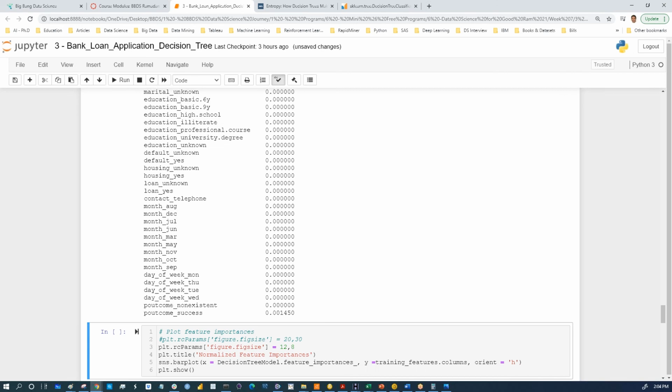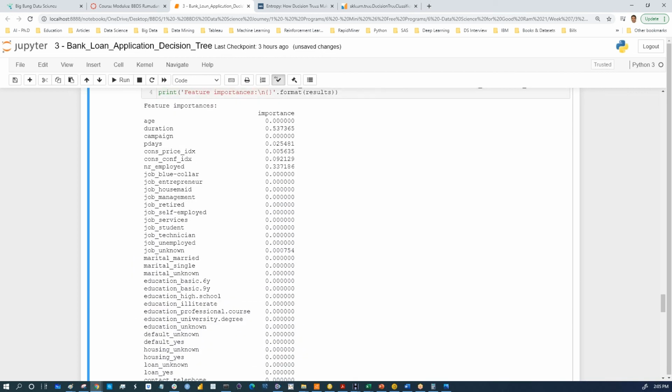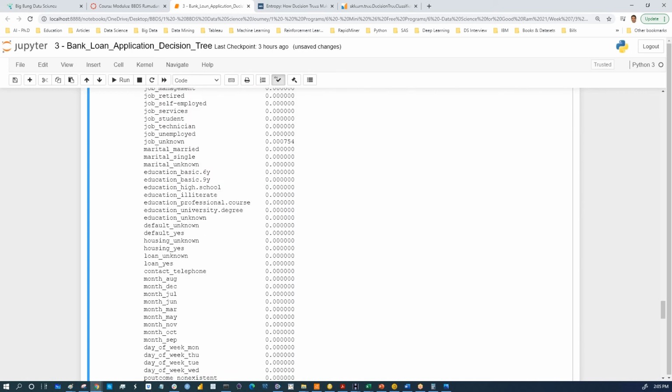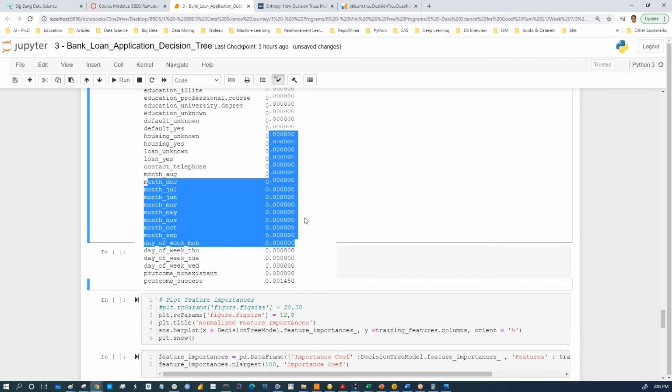So we got a lot of zeros. They did not use them. So age was not used, nor duration, campaign, pdays. So what do you think we should do with these features here? Remove them, maybe? Yeah, we need to remove anything that was not used to train the model.